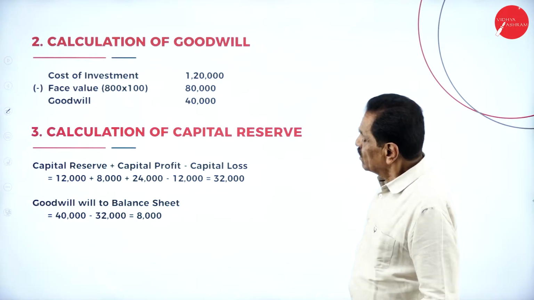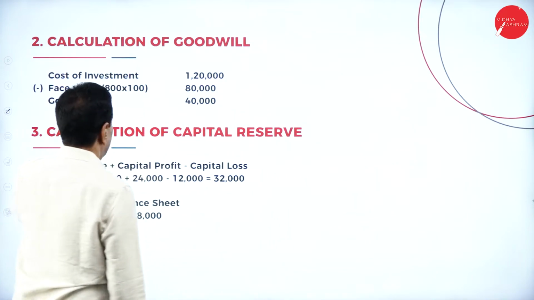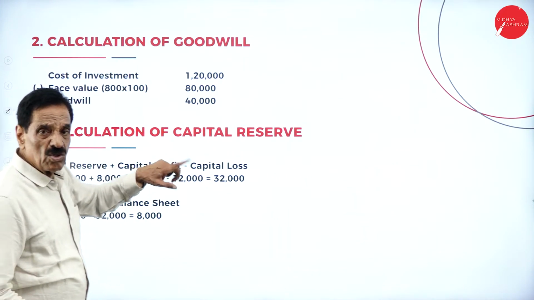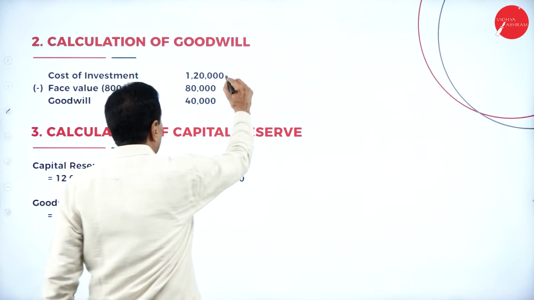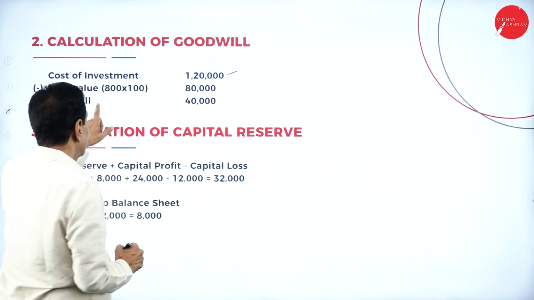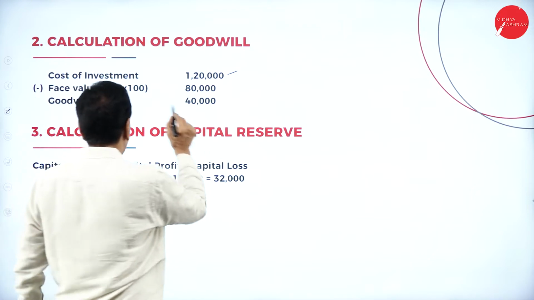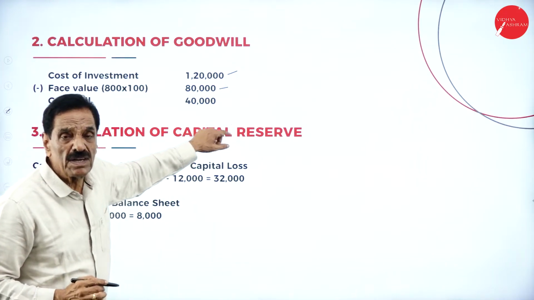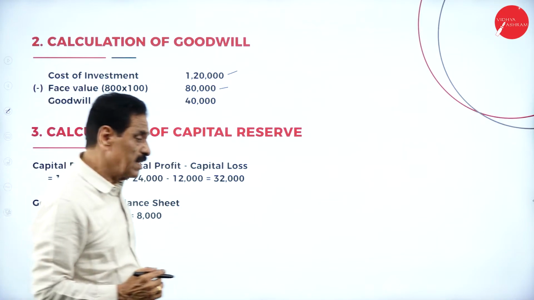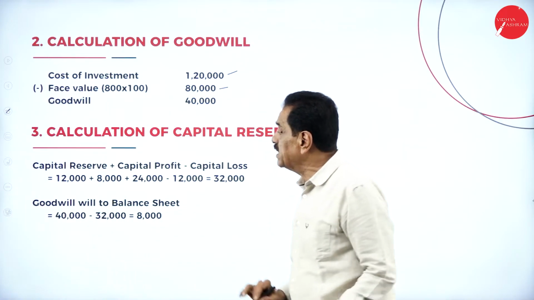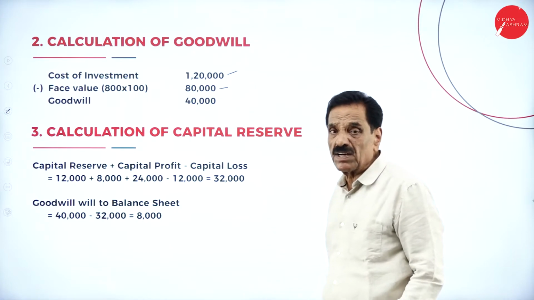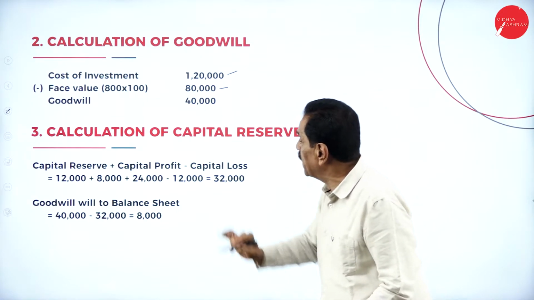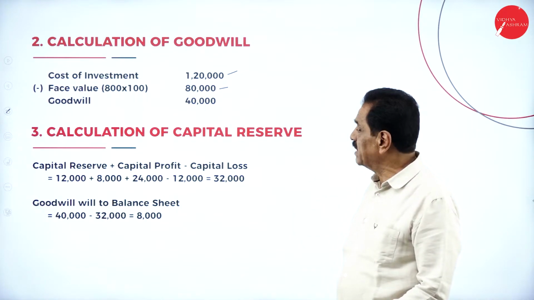Then H Limited purchased 1,200 shares. How much money did they pay? 1,20,000. The real value, 800 into 100, is 80,000. How much did they pay more? 40,000 is considered as goodwill. So actually they have to pay 80,000. They paid how much money? 1,20,000. How much paid more? 40,000 is considered as goodwill.